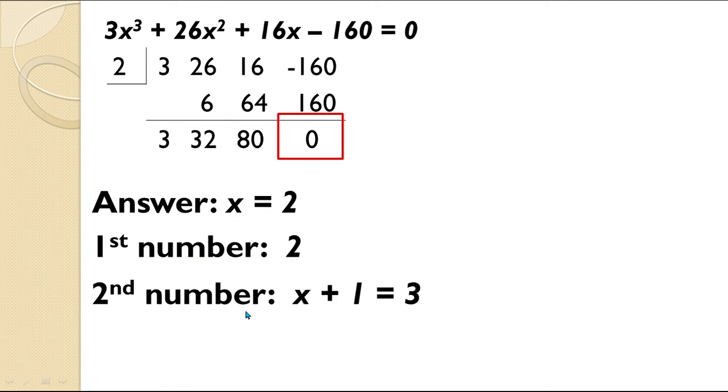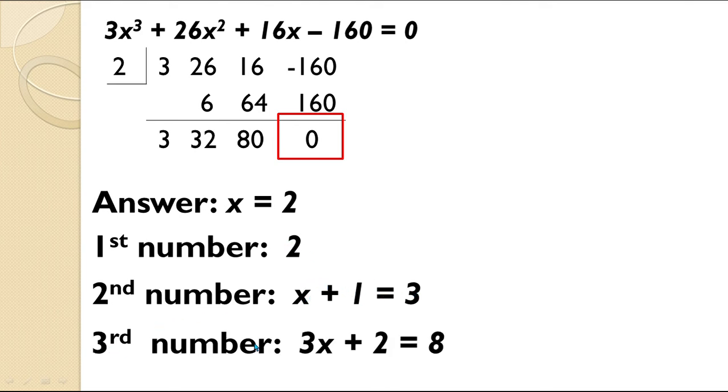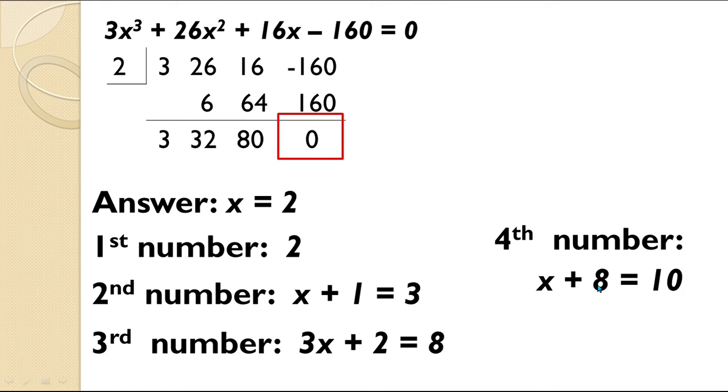The second number, so x plus 1. So, 2 plus 1 ay 3. The third number is 3x plus 2. Then, 3 times 2 is 6. Plus 2 is 8. The fourth number, x plus 8. So, 10 dahil 2 plus 8 is 10.